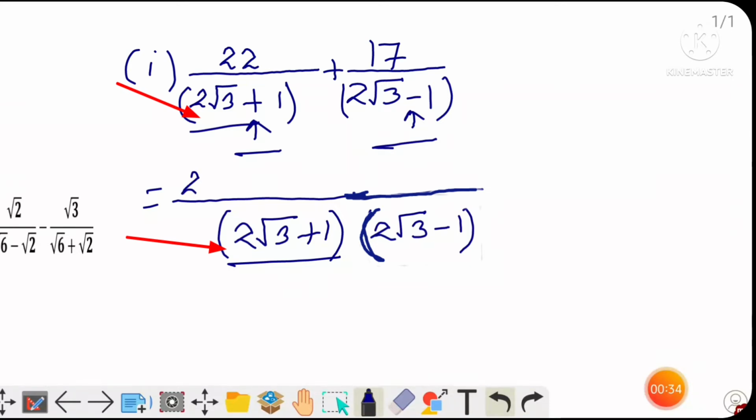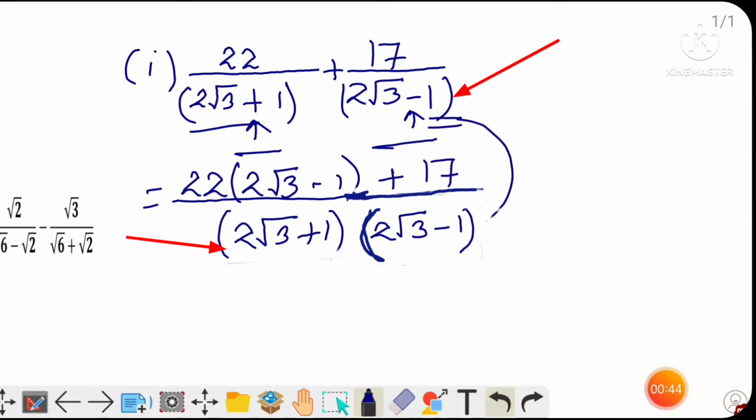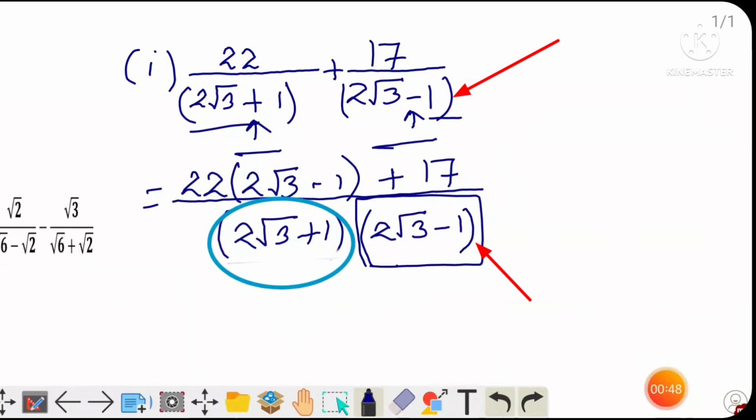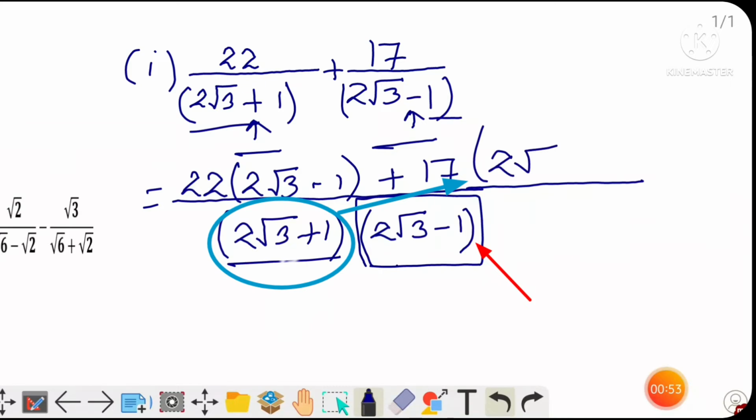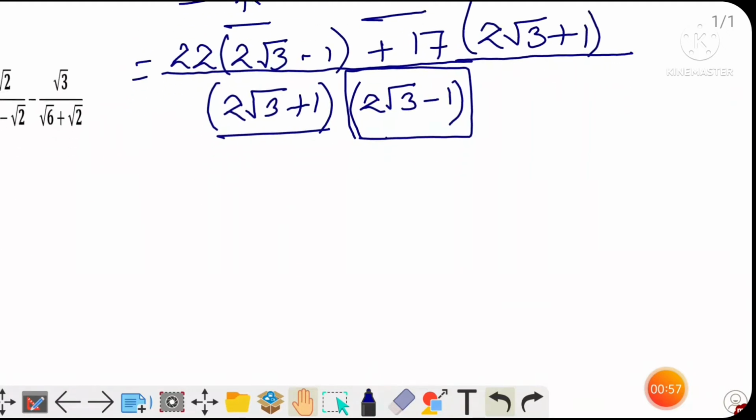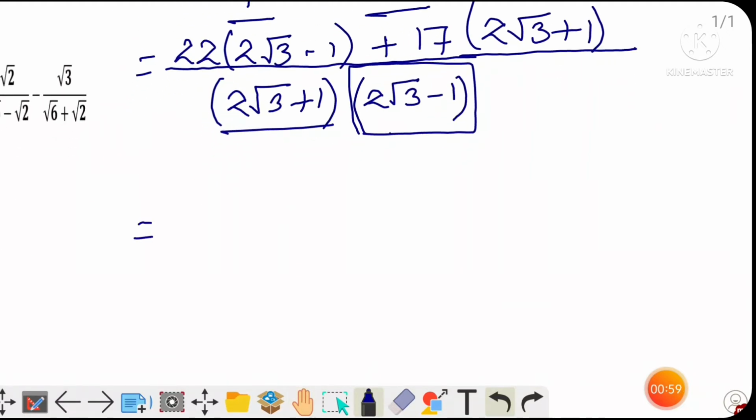So we'll take 2 root 3 minus 1. Since 2 root 3 plus 1 is in the denominator, we'll take only the minus 1. And for the plus 17, here we have 2 root 3 minus 1. Now we'll take 2 root 3 plus 1 and multiply with 17 into 2 root 3 plus 1. So you have to take the number which is not present in the denominator.